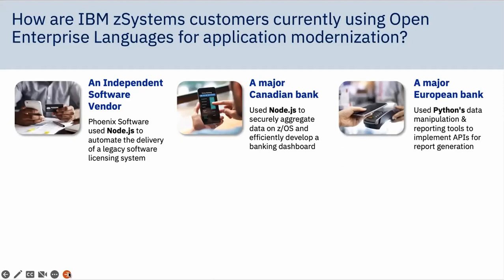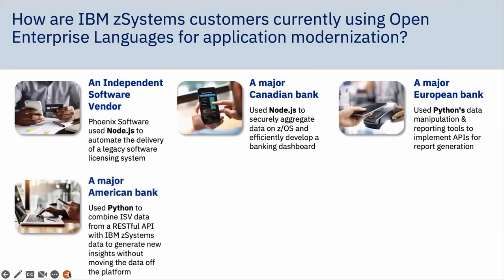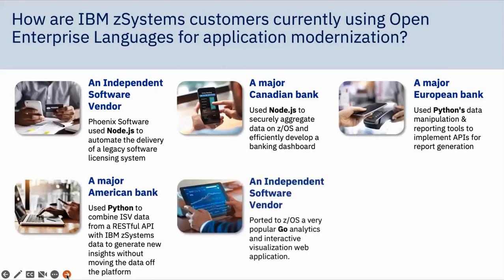And obviously, I talked about this big European bank, talking about data manipulation and generating reports with Python. And there is a bank in America that uses Python to combine ISV data from a RESTful API with IBM Z data to generate new insights as well. So if you look at Python, it's more on the insight generation side, the report generation side.